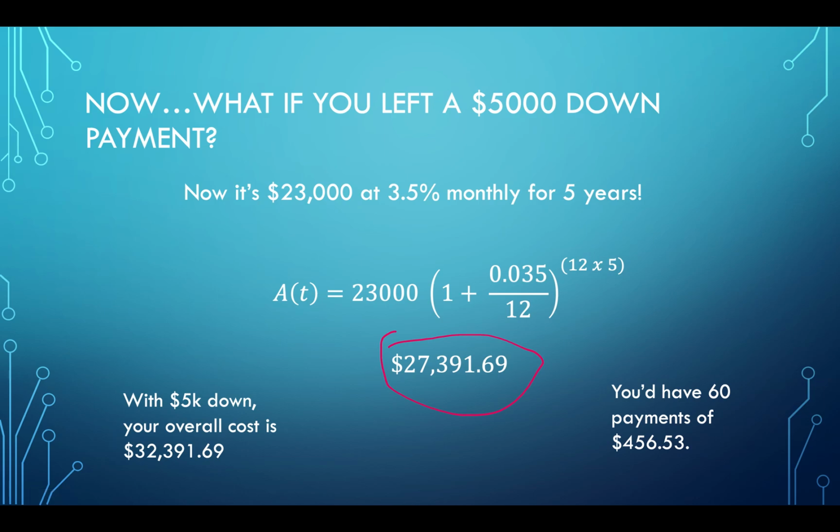And if we wanted to figure out how much our monthly payments would be, we would do $27,391.69, divide that by 60 payments, and then our monthly payment would be $456.53.